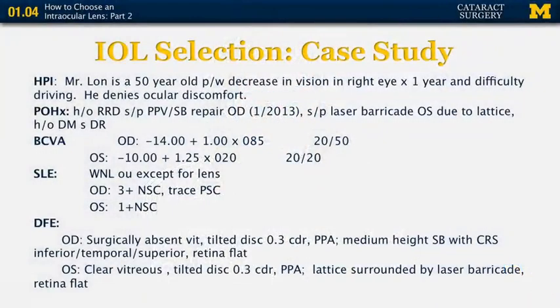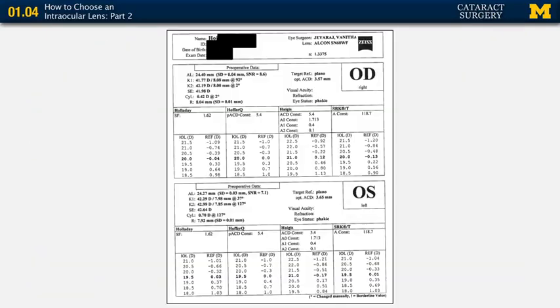It really is kind of laying out the options for him and seeing what it is he wants after the surgery. So, in this case, Mr. Lon is familiar with contacts, is a contact lens wearer, and chooses to have distance correction with a monofocal lens in the right eye. So let's proceed to taking a peek at his calculation sheet.